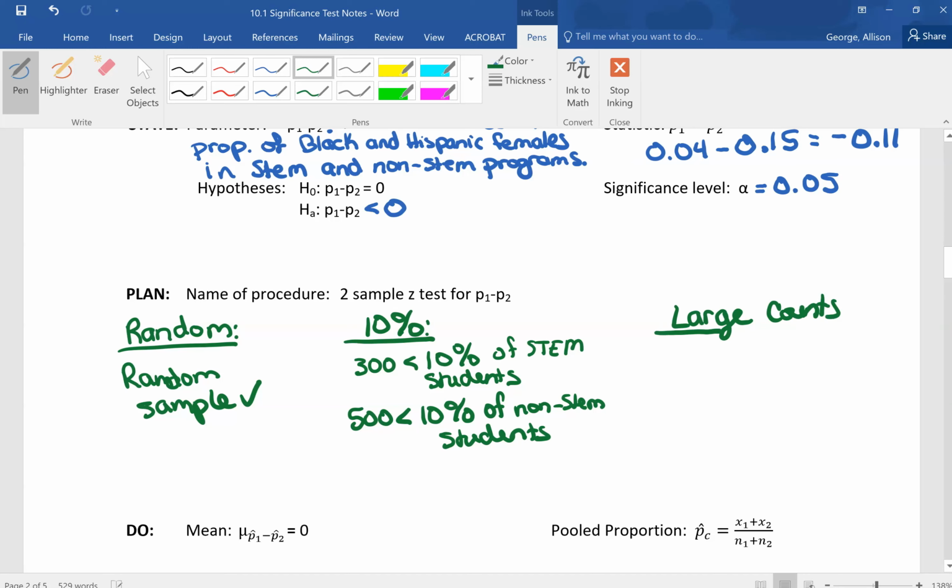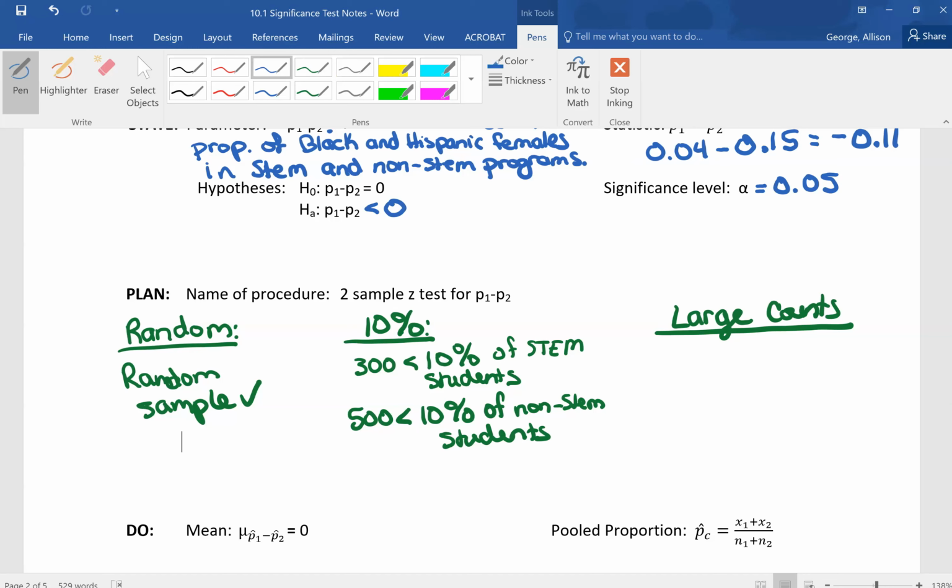Alright, and then for large counts, I'm just going to go down in order. If you really want to write it all the way out with the formulas, you can. It's not required. I would at least write the multiplication out though, so if you wrote your multiplication correctly and then you just mashed the buttons wrong in your calculator, you could still get partial credit.